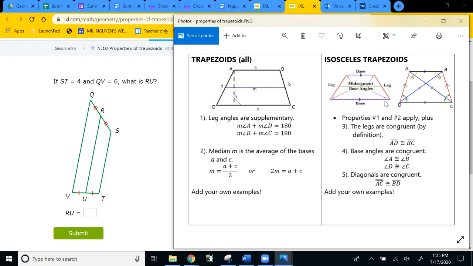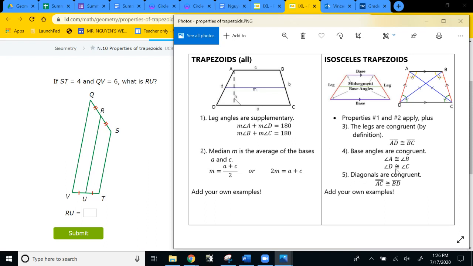But isosceles trapezoids, because they are more special, have additional properties. What's true is their legs are congruent. That's by definition, because they are isosceles. And their base angles are right here, one here and one here because it's on the base, and then one here and one down here. So these base angles are equal to each other. Now they themselves don't equal, but they are equal to each other.